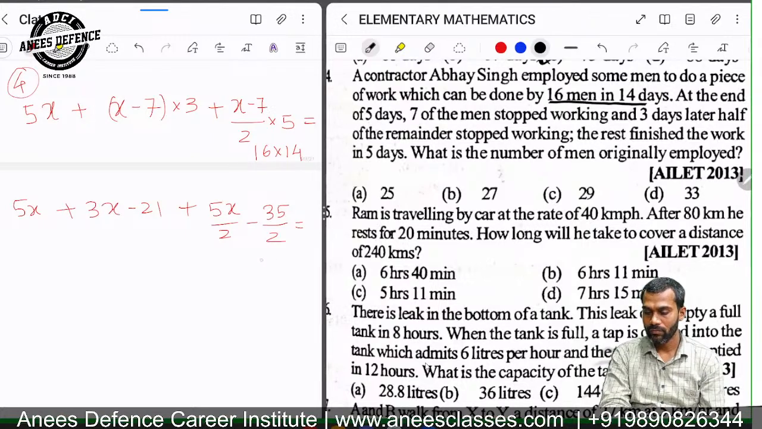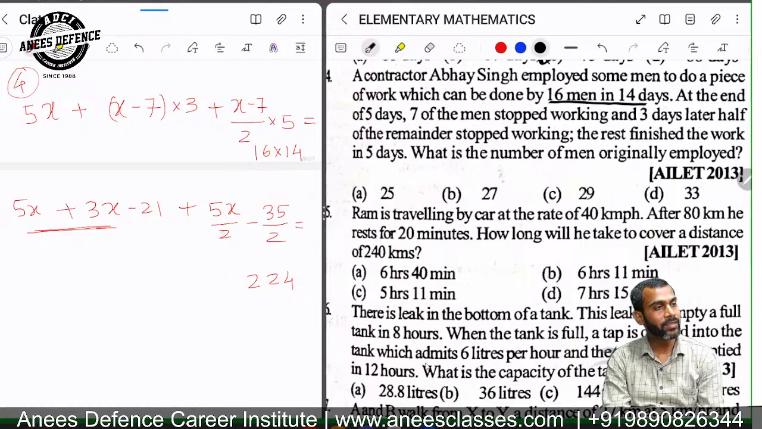16 into 14 is 224. Now see, 5x plus 3x is 8x, and 2 and a half is 5 by 2x. 8 plus 2 and a half, that is 10 and a half, which is 21x by 2.